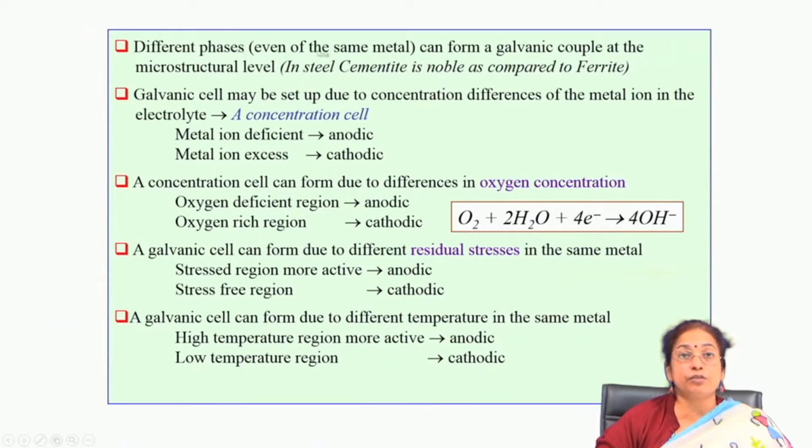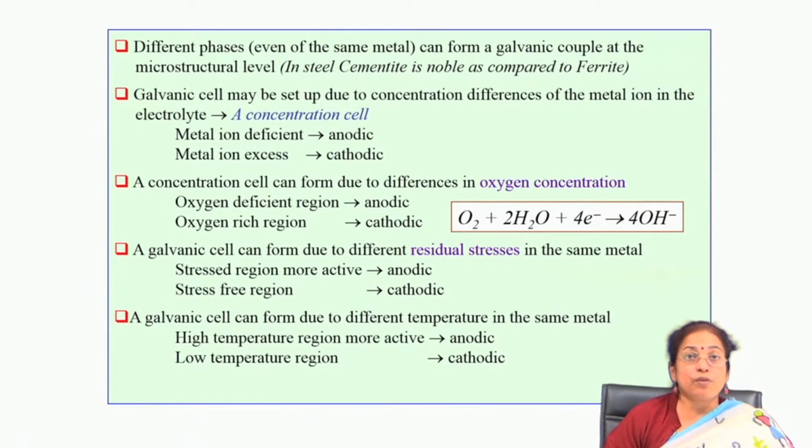For example, different phases even of the same metal can form a galvanic couple at the microstructure level. Like in steel, cementite is noble as compared to ferrite. So, if you take eutectoid steel, plain carbon steel of eutectoid composition, you will find that due to galvanic cell formation and galvanic corrosion, the ferrite part is corroded to a large extent as compared to the cementite part.